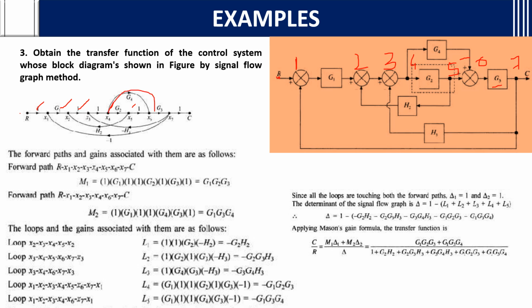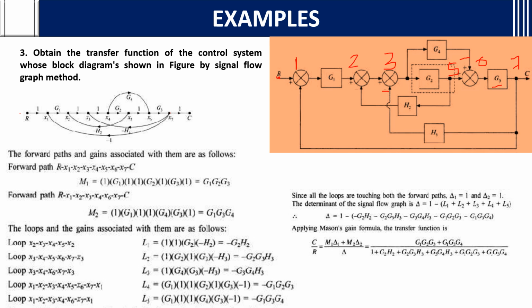Okay. Then the other things: from x7 to the reference input, what do you have? There is minus 1 present, from x7 to x1. Then from x7 to x3, there is minus H3. Why? Because here it is minus. Again from x5 to x2, minus H2. Now we are done with the signal flow graph. Once you are done with the signal flow graph, it is very easy to do the rest.